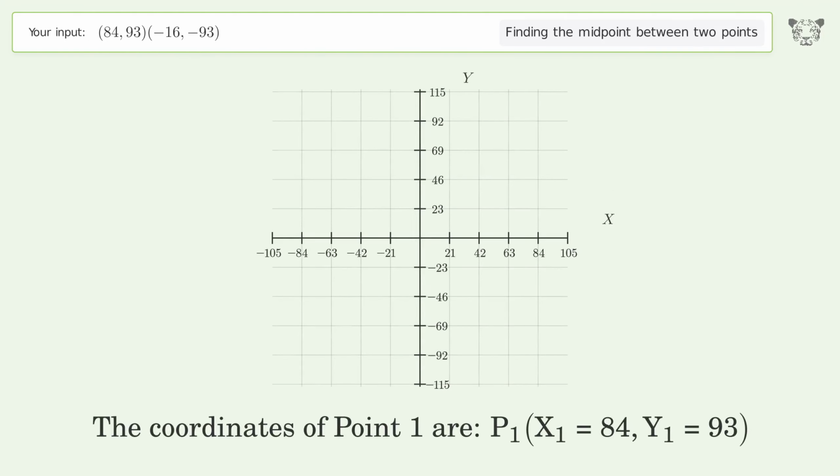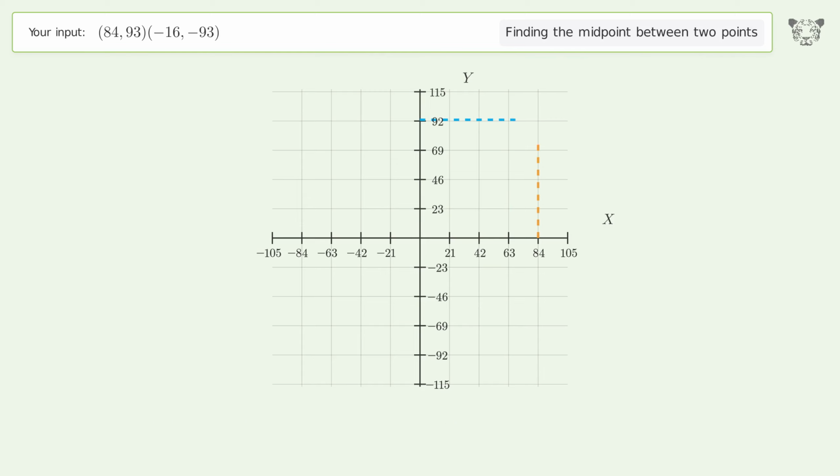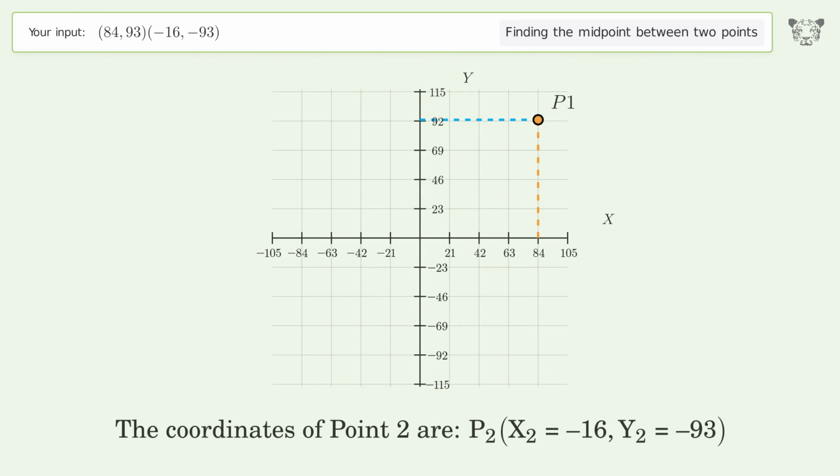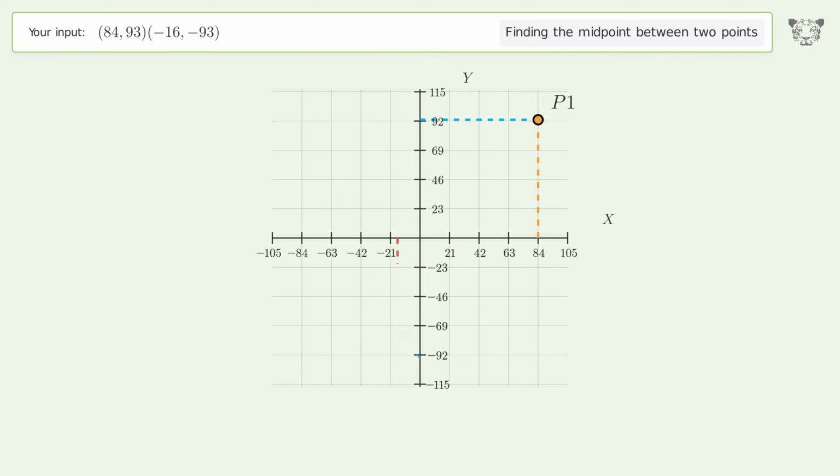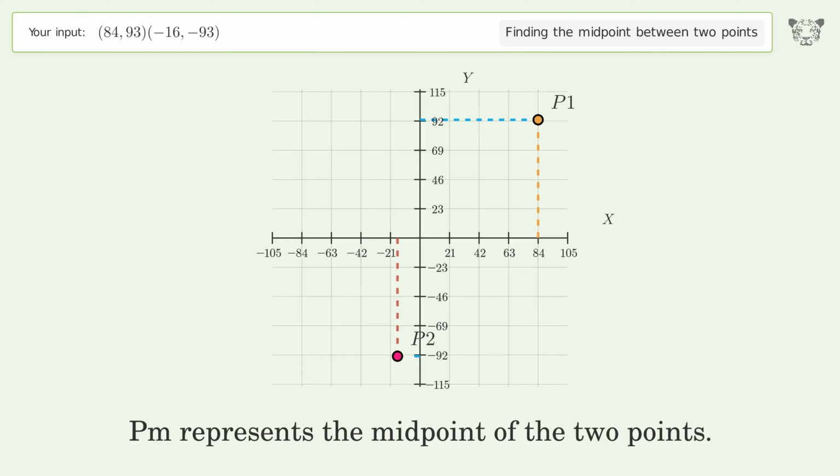The coordinates of point 1 are, x1 equals 84, y1 equals 93. The coordinates of point 2 are, x2 equals negative 16, y2 equals negative 93. PM represents the midpoint of the 2 points.